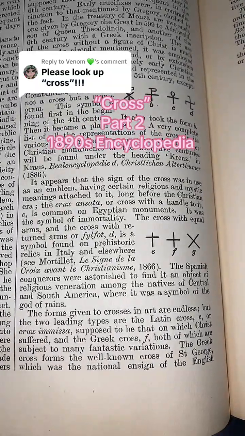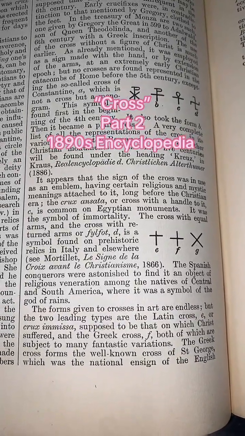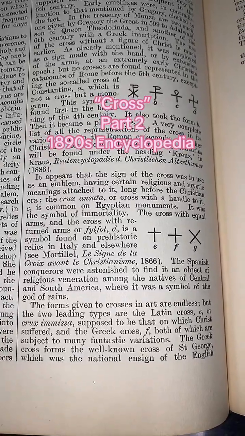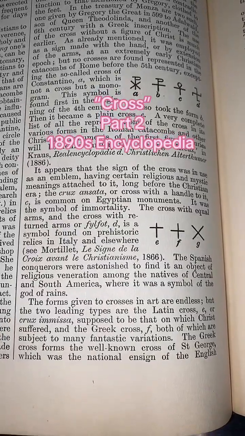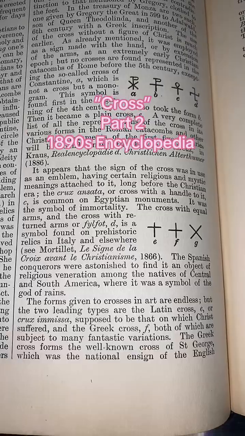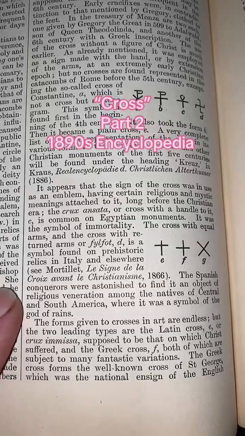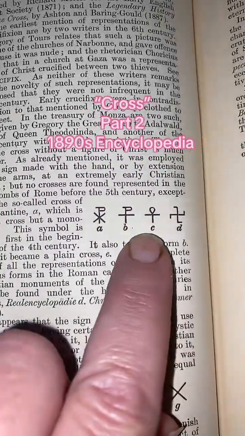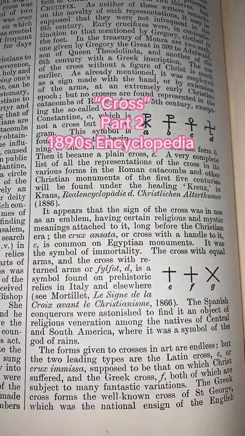It appears that the sign of the cross was in use as an emblem, having certain religious and mystic meanings attached to it, long before the Christian era. The crux ansata, or cross with a handle to it, is common on Egyptian monuments. There you have it right there. It was the symbol of immortality.